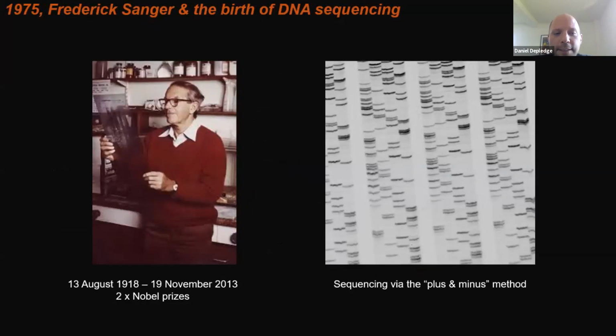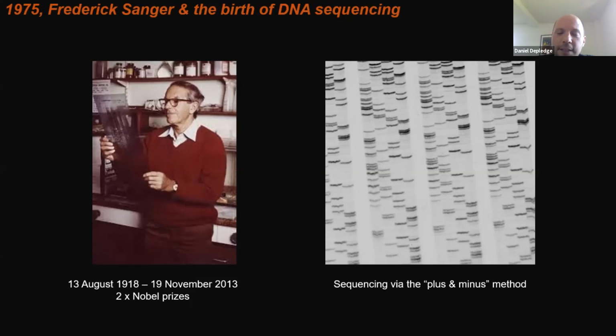So going back to 1975, we had Fred Sanger, as I say. He got 2 Nobel Prizes for his work, principally on the idea of DNA sequencing. On the right, you can see an example of his DNA sequencing using the plus-minus method. This was when they were run out on gels, and you can imagine having to take a gel like this, having to look and identify every band and write it down as being an A, a G, a C, and a T.